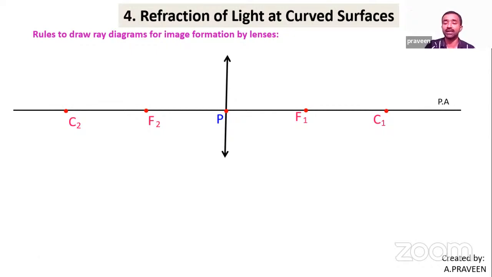Then we represent the object with an arrow at any place except infinity, always above the principal axis. So we represent the object with an upward arrow above the principal axis, as you see on the screen. This is the object. Here the object is represented above the principal axis always with an upward arrow. Then remember the rules, right?